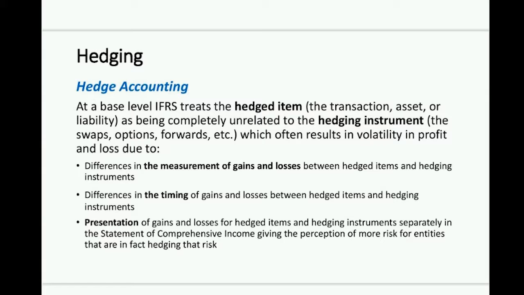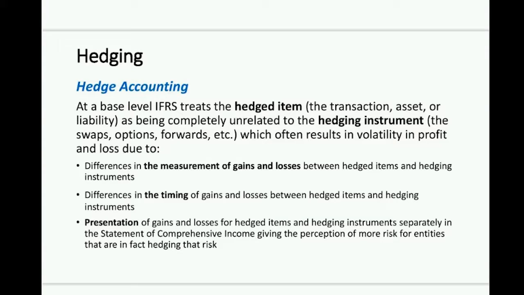So if we know what hedging is all about, then the question must be, well, why do we need special rules for hedge accounting? Surely if you engage in hedging, the accounting should pick that up automatically. Well, we have a challenge with this because the way the IFRS treats hedging is that without applying the hedge accounting rules, it treats the hedged item as being a completely unrelated exposure and transaction to the hedging instrument.